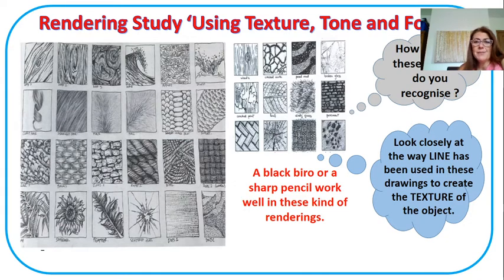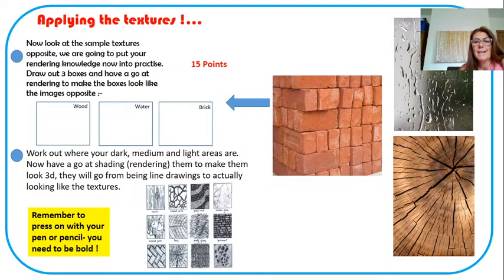So let's have a look now at the two tasks that we're going to ask you to do in this unit of work. On the right hand side of the screen you can see that there are three images. These have just come from Google. One is an image of some bricks, one of water droplets on a window or a piece of glass, and the bottom one is wood. That's going to be like a stump of a tree with the growth rings, and you can see the splits there through the weathering that's taken place on the wood.